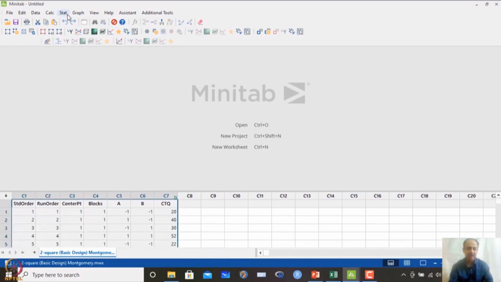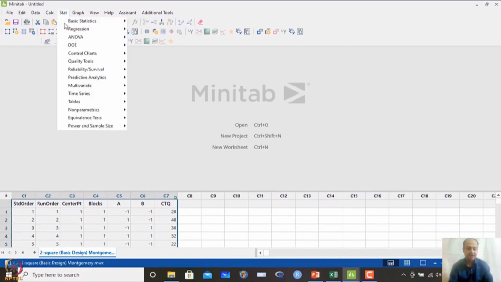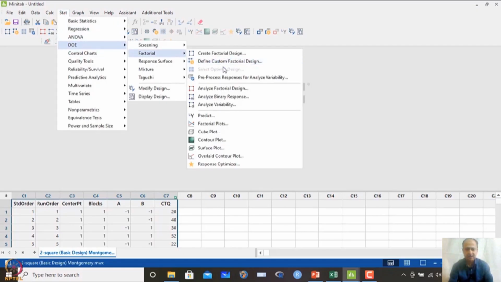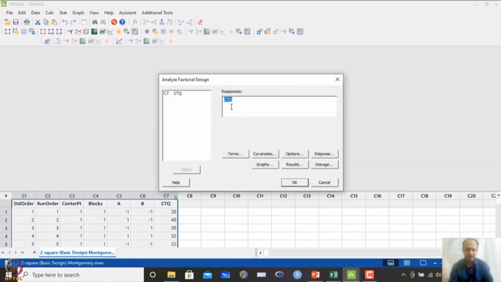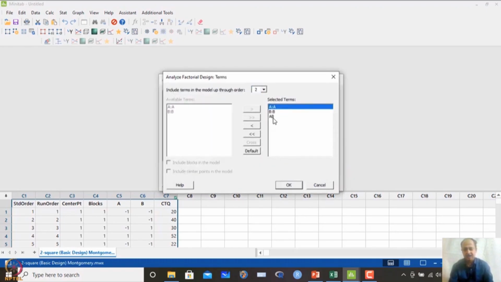So, in this case what is required is that I want to do the analysis over here, design of experiments. I want to see factorial design, so analyze factorial design over here. Then what I have to mention is which terms I have to analyze: the AB interaction effects I want to estimate. So, I will click OK.